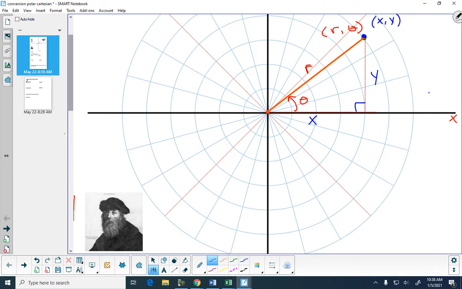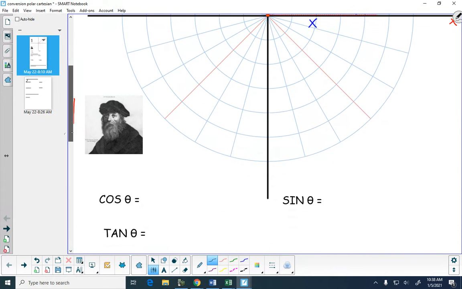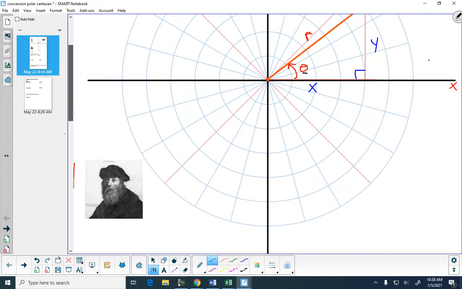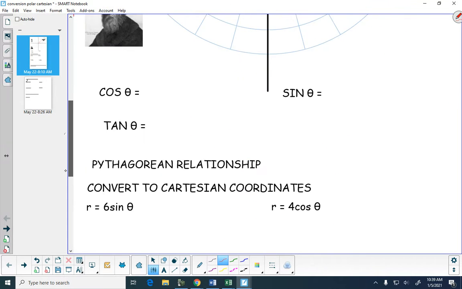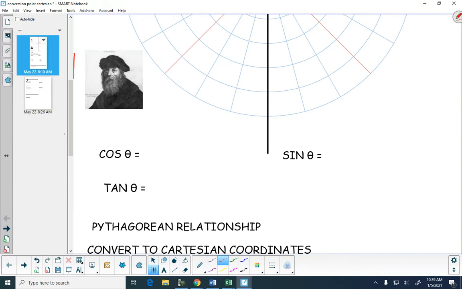I have x here, I have y there, I have r there, and I have theta there. What is the cosine of theta? Is it y over r? What's cosine defined to us as? Adjacent over hypotenuse. What's adjacent theta? What's the hypotenuse? X over r. So the cosine of theta is equal to x over r.